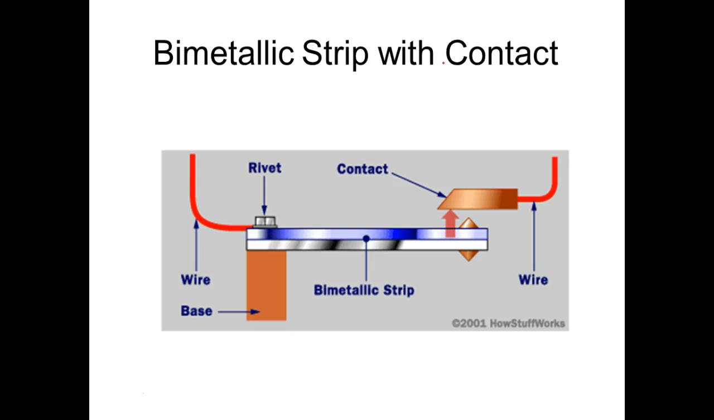A bimetallic strip with contacts, and we looked at that. Temperature switches are very common. Just about every temperature switch that I know of is one where the bimetallic strip is looking for it to exceed the temperature. As soon as it exceeds the temperature, it does what? It opens. We can also get them where the bimetallic strip closes when it gets to a certain temperature. So we have those also available.